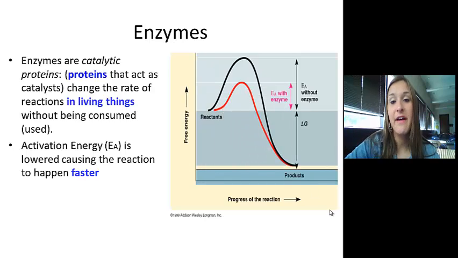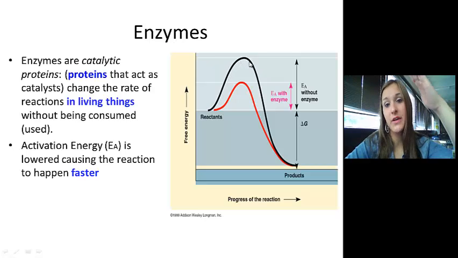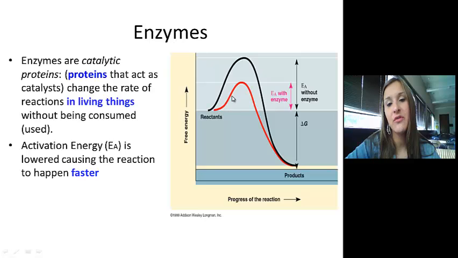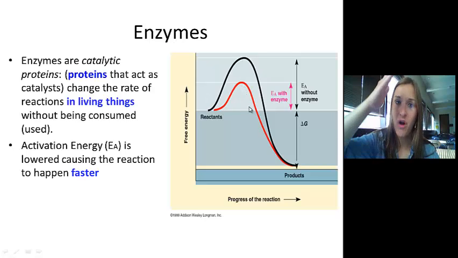So here we have that same graph with the black showing the original walk up the hill that you're sledding on. And here in red we have what it looks like with an enzyme. You can see that that hill is lowered. So the reaction is going to happen faster because you don't have to walk up as high.